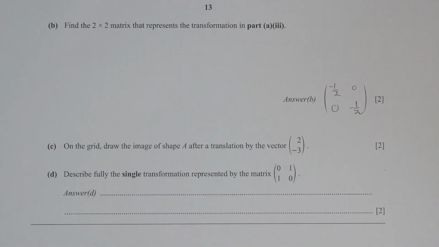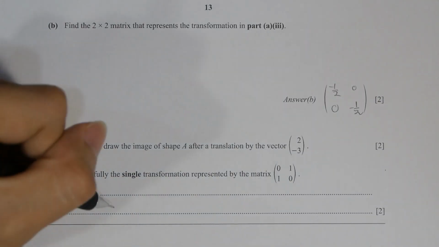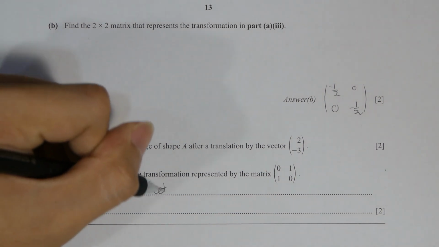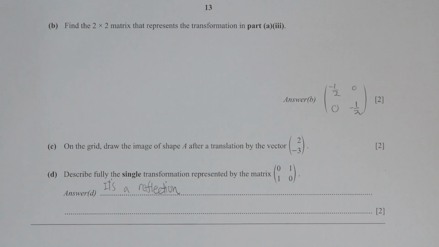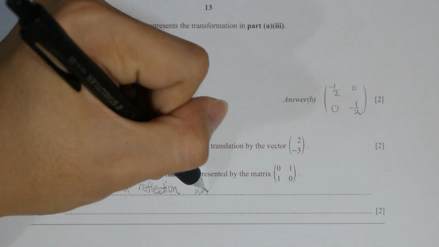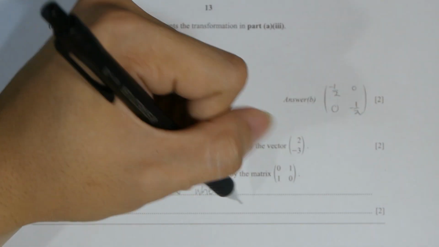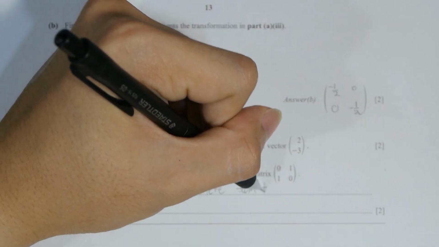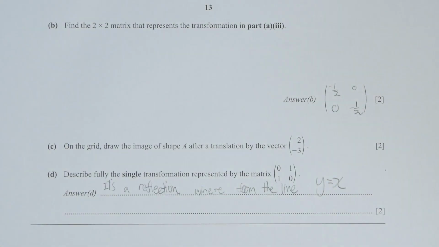Whereby for part D, describe fully a single transformation represented by this matrix. So it is a reflection in the line y equals x. For all this, you can actually memorize it. So you can write it down and compile and make a note on it.